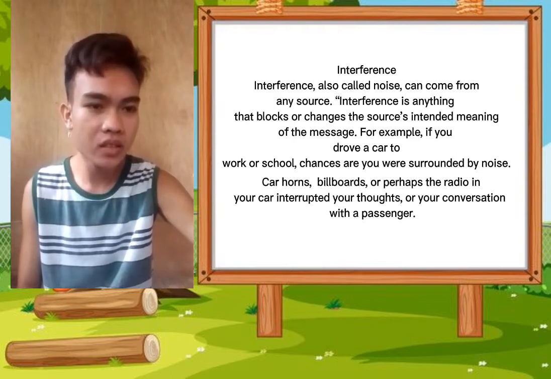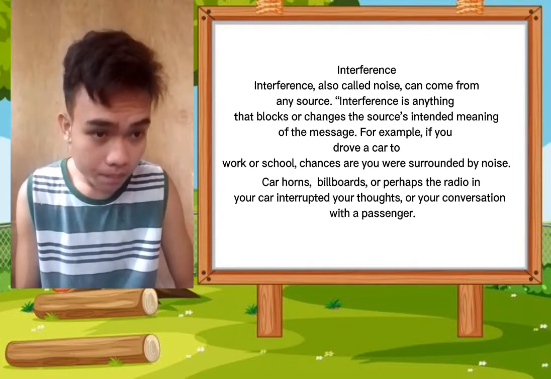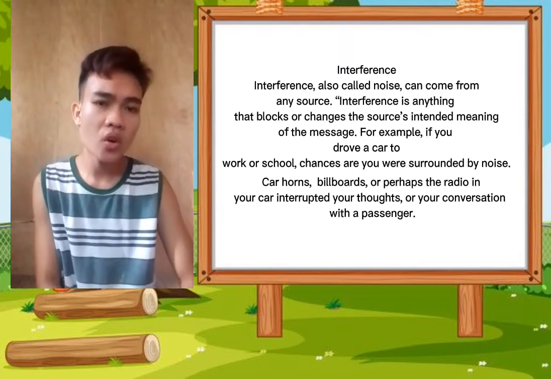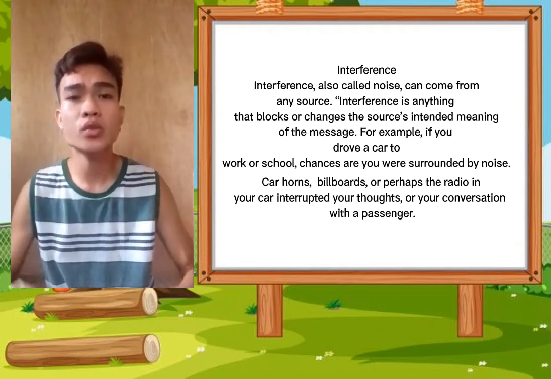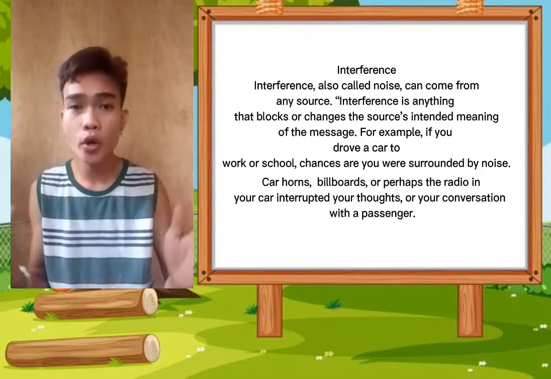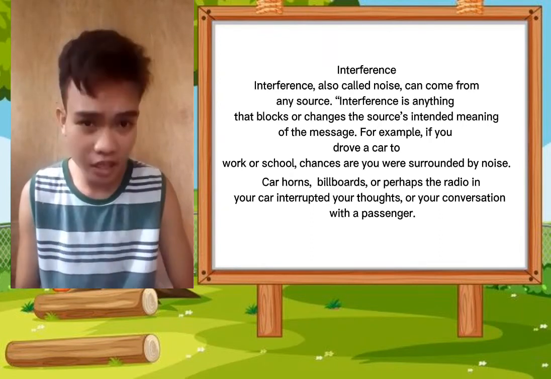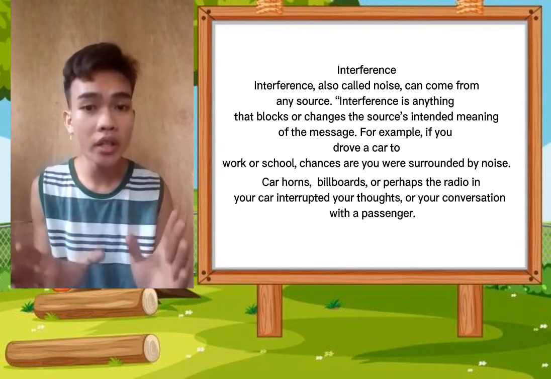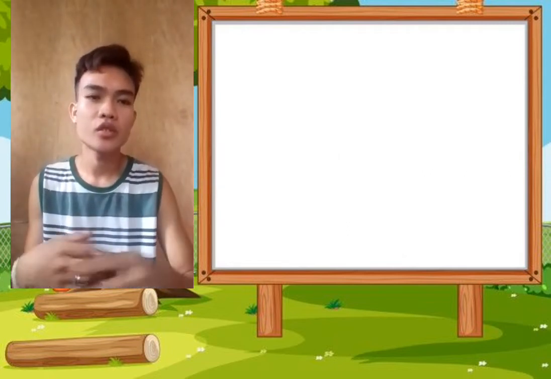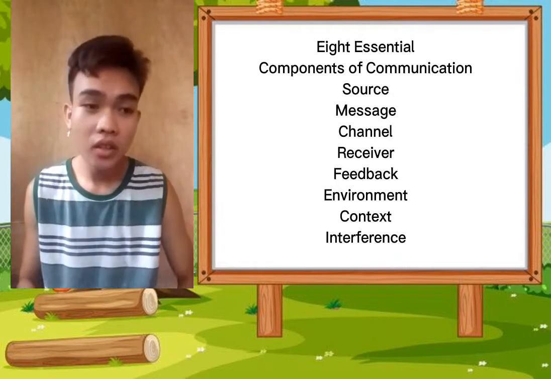So something like that. So that is the interference. So there are lots of hindrances or interference that we face while communicating, like noise, or something like the students now doing online class. The interference there is the signal, the poor signal or a choppy signal. So we cannot understand the discussion of the teachers in the online class because of the barrier, the hindrance of poor communication. Okay, that is the interference. So those are the 8 essential components of communication.